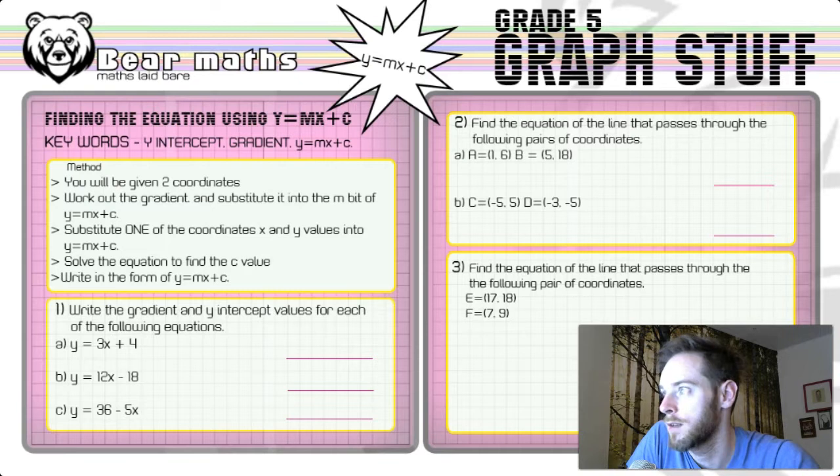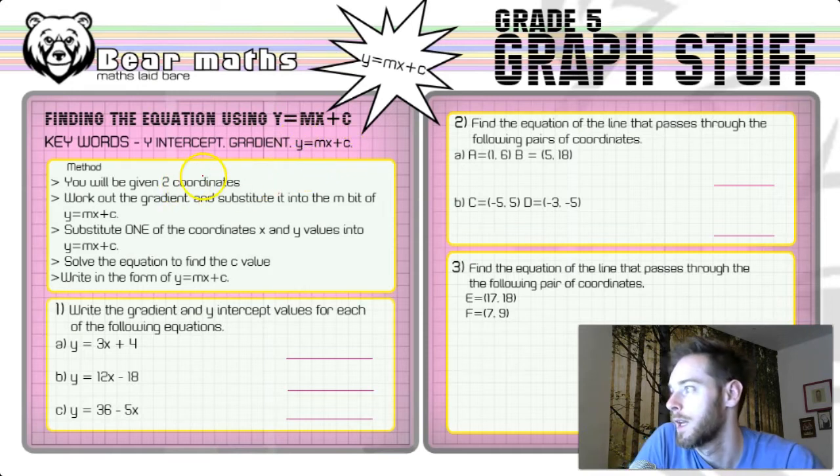So the keywords are y-intercept, gradient, and y equals mx plus c. The y-intercept is where the graph goes through the y-axis. The gradient is how steep the line is. And y equals mx plus c means something: the y is the y coordinate value, the m is the gradient, the x is the x coordinate value, and the c is the y-intercept value. This is the general form for the equation of a straight line.